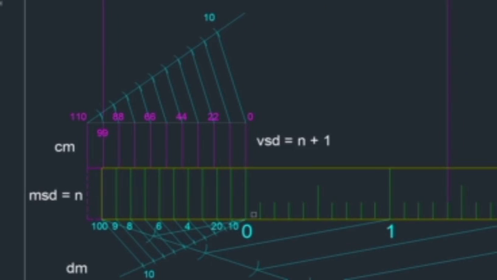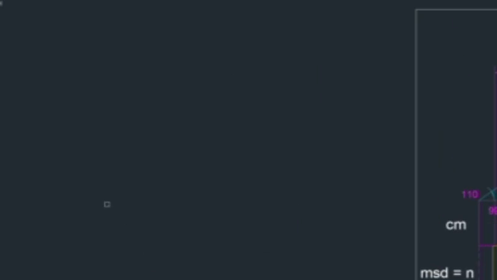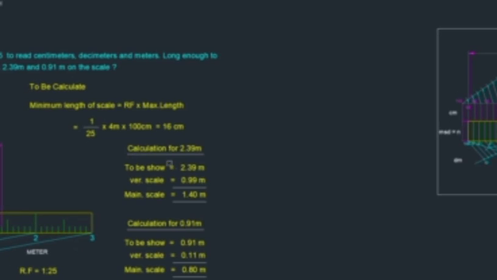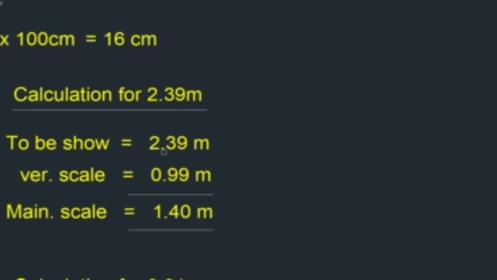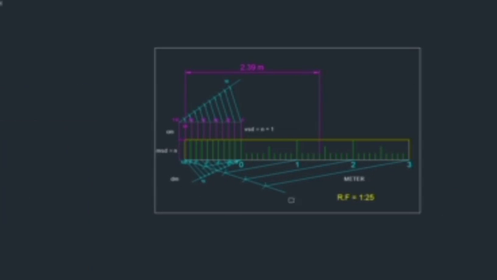From this main scale, here it is 1, 1.1, 1.2, 1.3, 1.4. So here 0.1 is the main scale. Here if you are dividing, 0.11 is the Vernier scale division. So 0.99 in the Vernier scale division, and 1.4 in the main scale will give you 2.39. So you have to mark it like this.